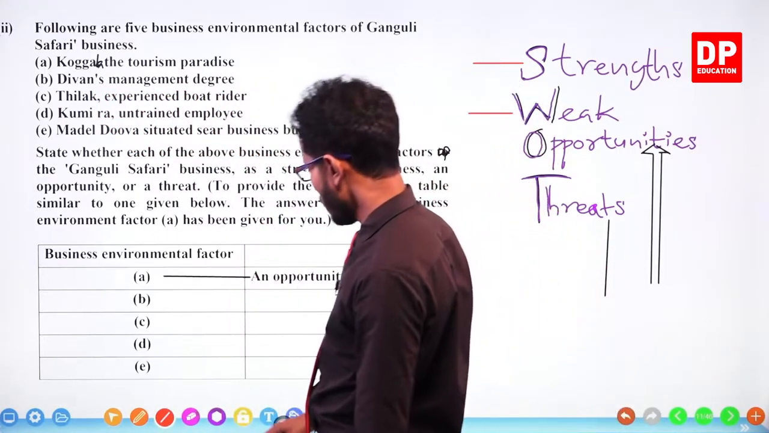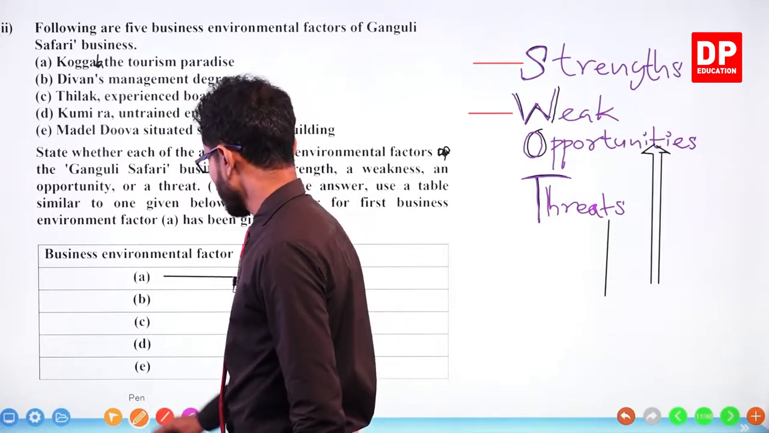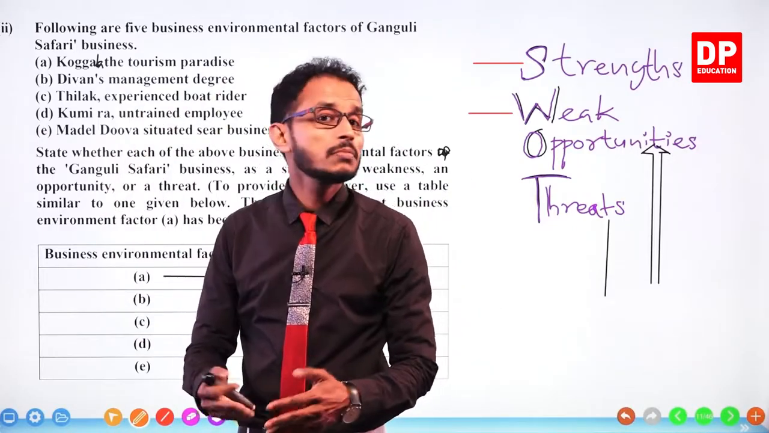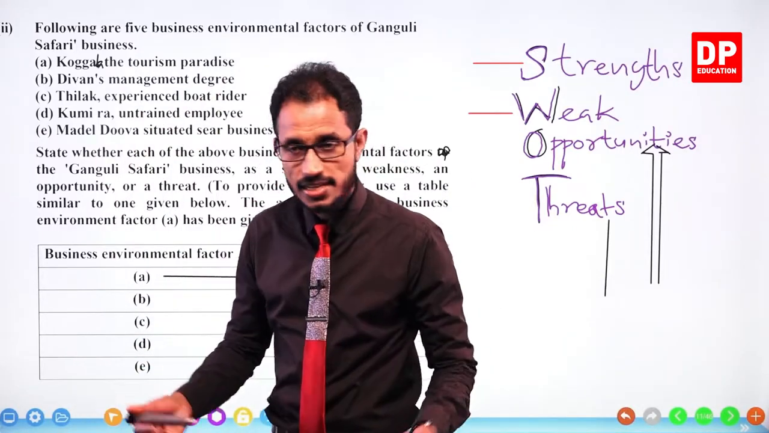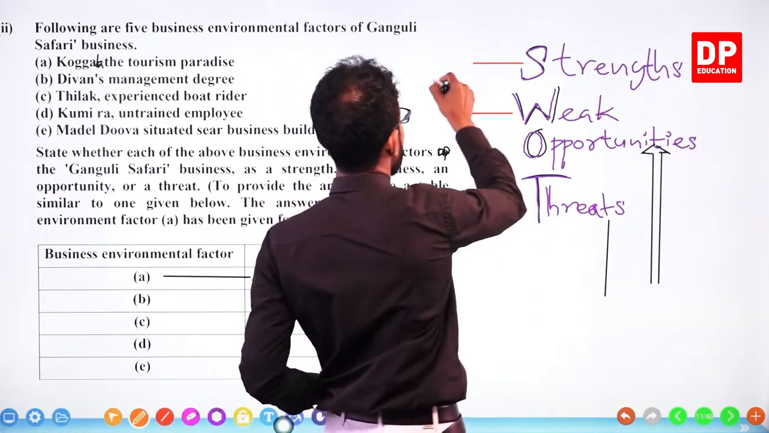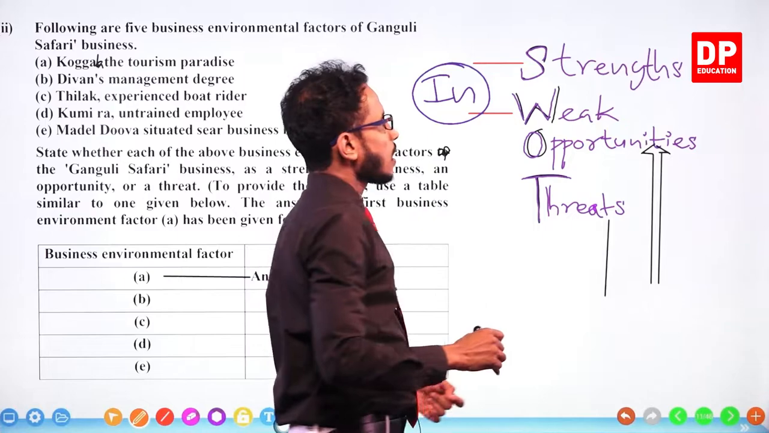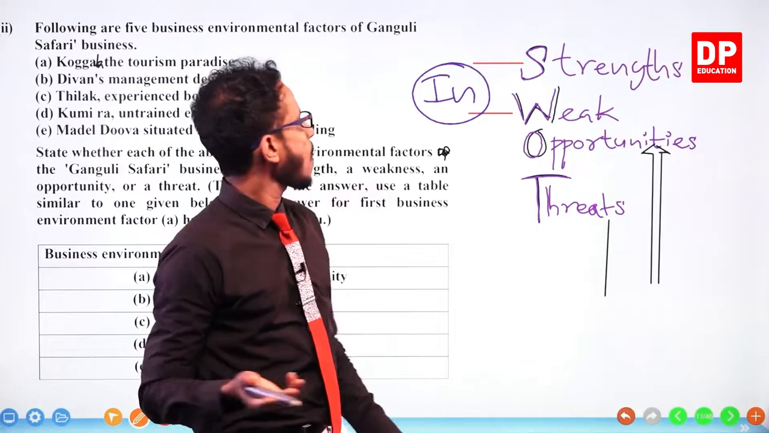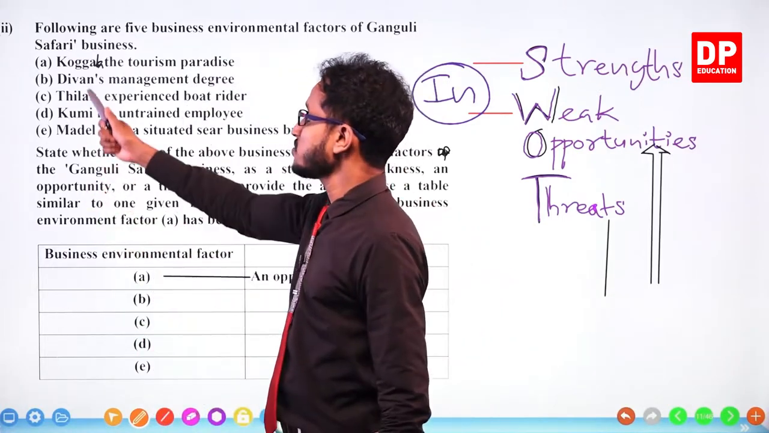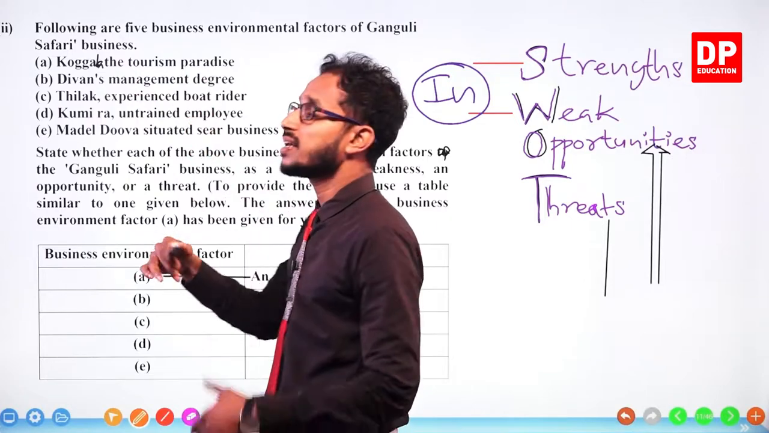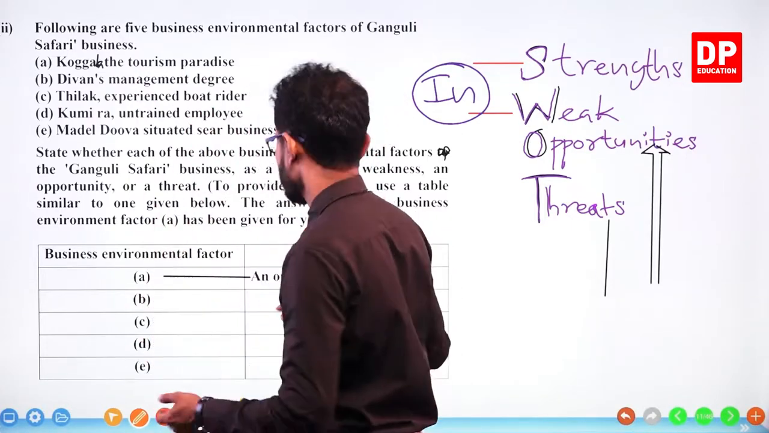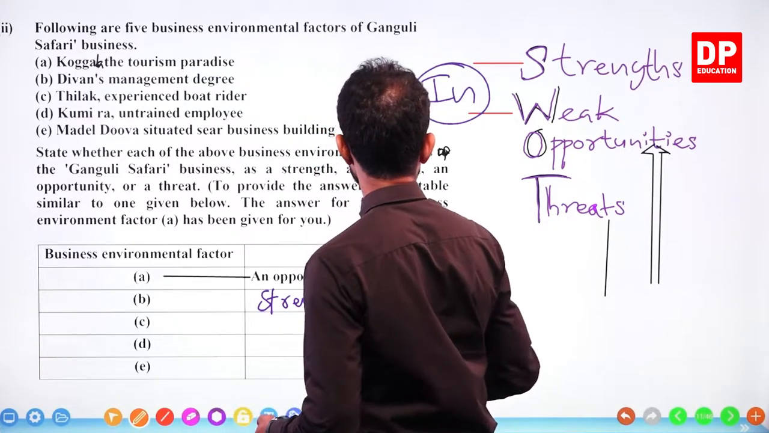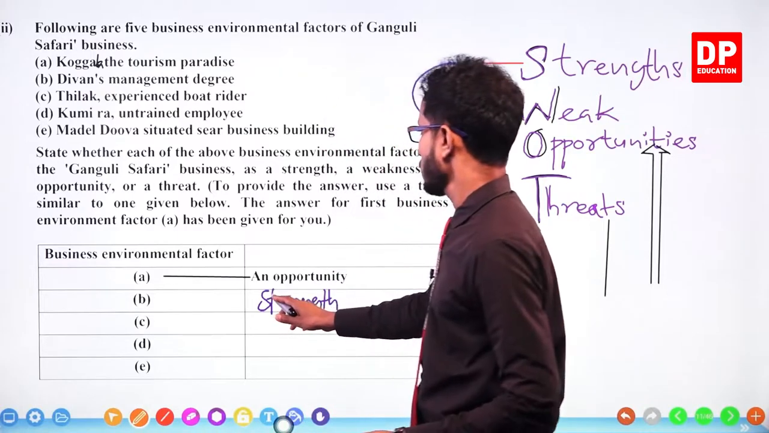B. Divan's management degree. How is that? Is it in the external environment or is it an internal environmental factor? It is an internal environmental factor, and internal environmental factors, if they are positive, you call them strengths. If they are negative, you call them weaknesses. This factor, Divan's management degree, is a positive factor for the business. So it's a strength.